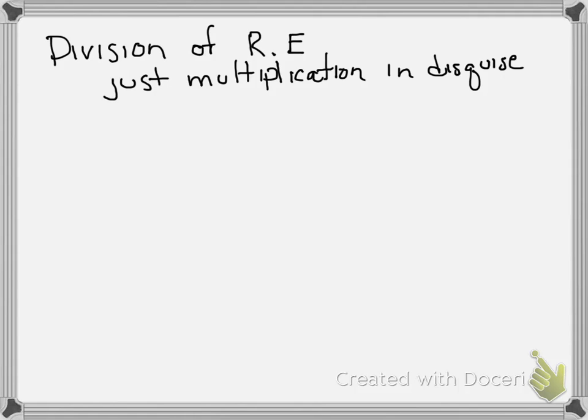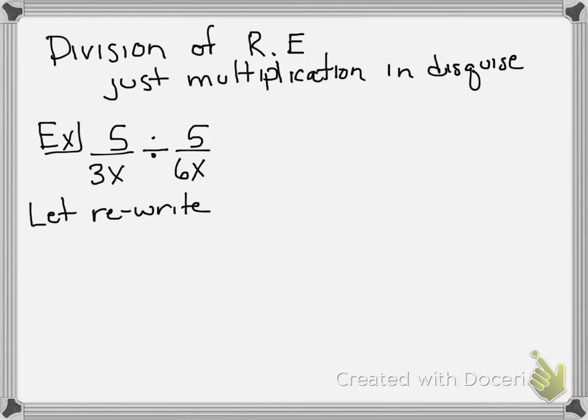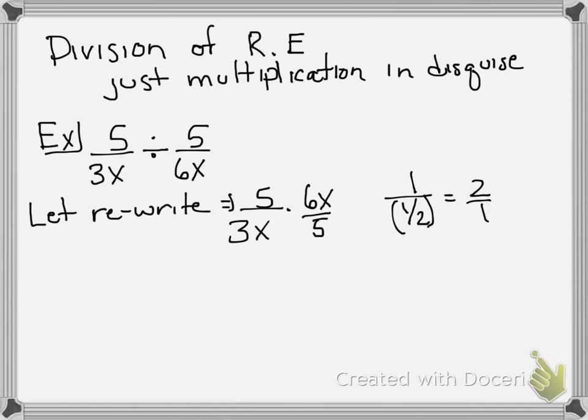Let's go ahead and do some division of rational expressions. Division is really just multiplication in disguise. Why do I say that? Let's look at an example. 5 over 3x divided by 5 over 6x can just be written as 5 over 3x times 6x over 5. Why is that? Because, if you'll recall, 1 over 1/2 is just equal to 2 over 1, right? So I can do that same exact thing with my rational expressions.